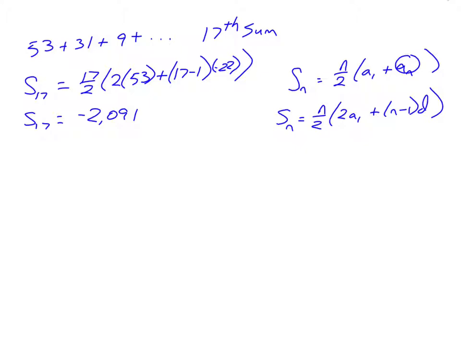Where'd you get negative 22? I did the second term minus the first term. The common difference is the second term minus the first term. Alright, there's example number 1.